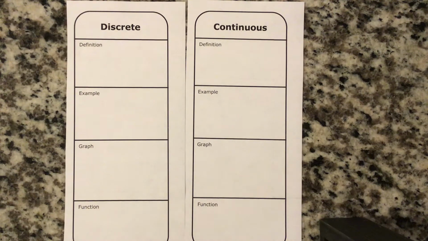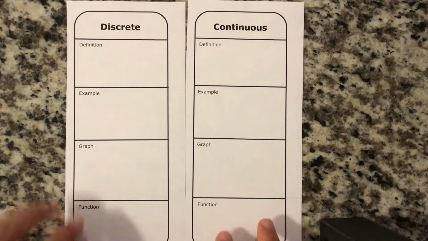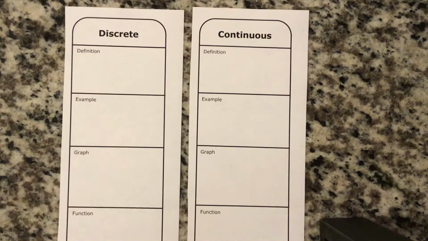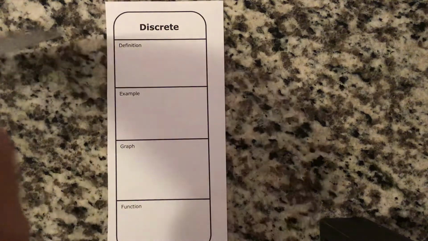This is Mr. Collazo, and as you can see, today we are learning about discrete and continuous data, okay? So we have two different sheets, so we're gonna go with discrete first.